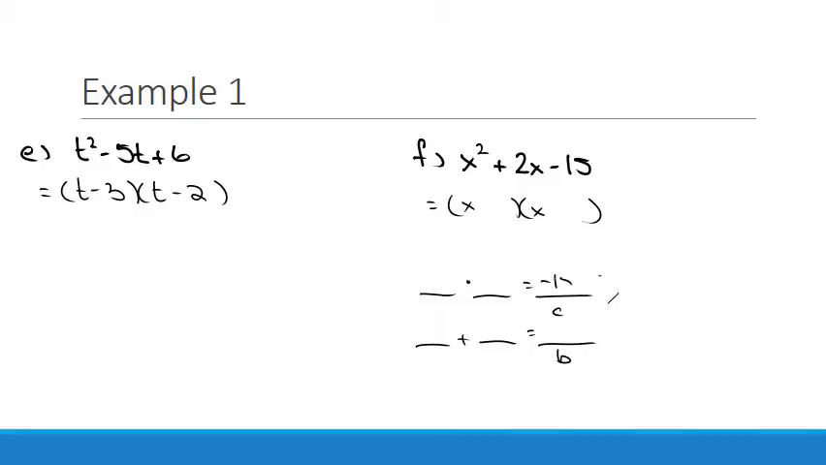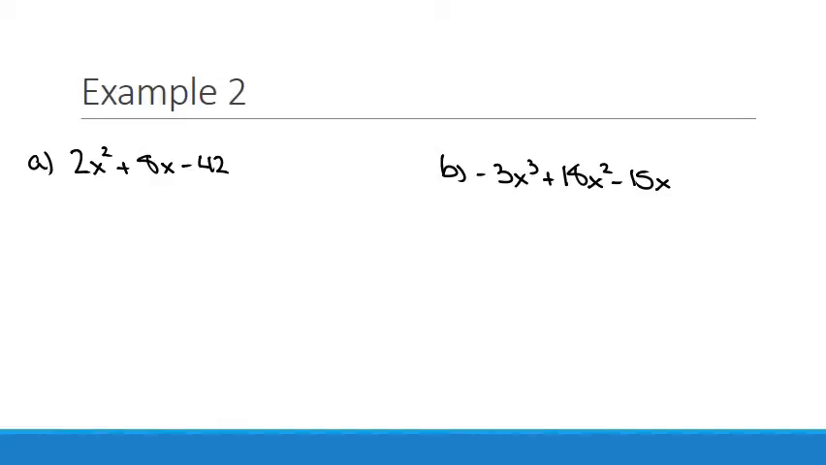C is negative 15. B is positive 2. So what multiplies to make negative 15 and adds to make 2? Think about it. Yeah, 5 and 3. I like what you're thinking about. 5 and 3. And then again, 5 plus 3 is 8, but 5 minus 3 would get me to 2. So then one has to be negative: x plus 5, x minus 3. So quick.